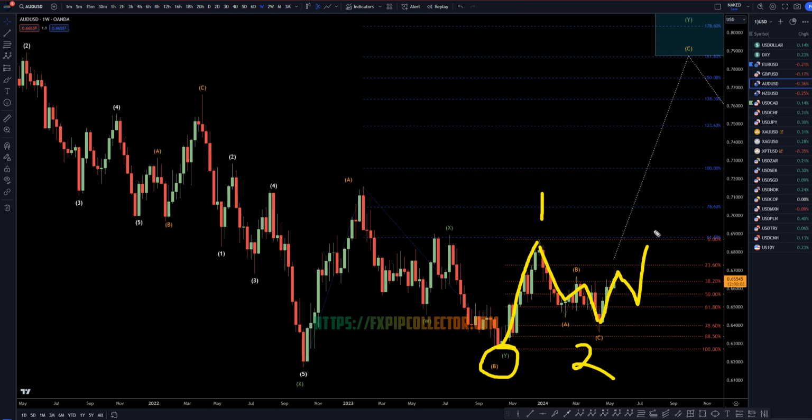I think we are very likely already in that wave 3. I think eventually it's going to have to make a 1 of 3 or 2 of 3, but I definitely think we are already in that wave 3, which I think is going to turn into a very large uptrend.